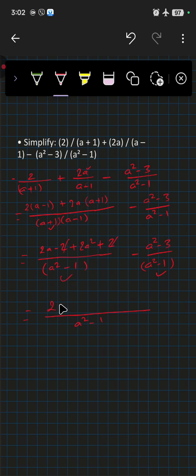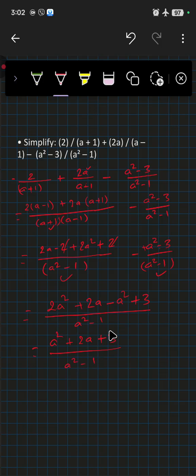What do we see? 2a square plus 2a. This minus will affect both of these. This plus becomes minus a square, and this minus becomes plus 3. Now let's see what we are going to get. 2a square minus a square is a square, plus 2a plus 3 upon a square minus 1.